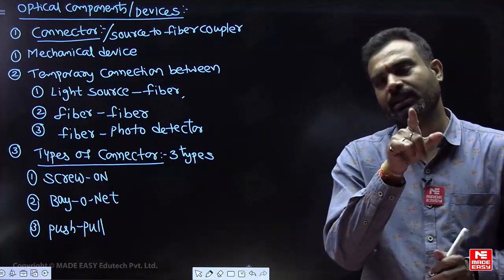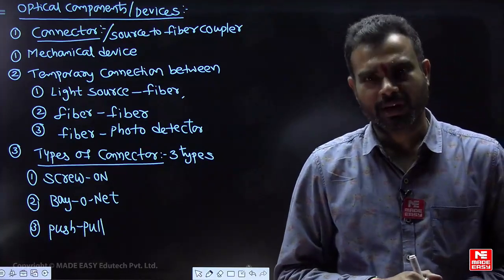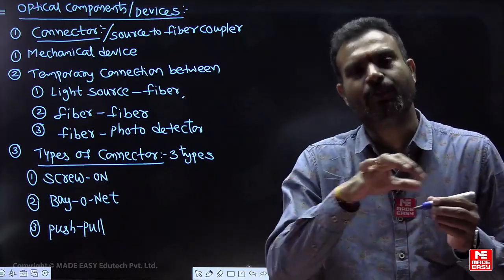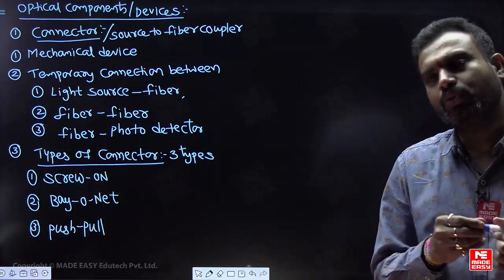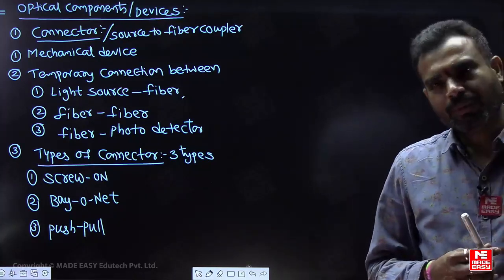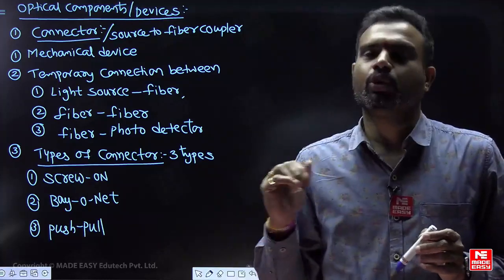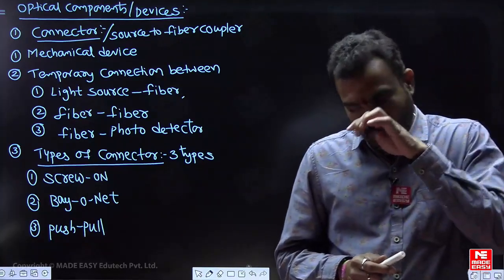If anybody has done it in the laboratory in the final year of your BTech, you have an optical communication lab. In that lab we can see the optical fiber cable which has screw on. One side has a screw. I hope everybody understood this. I just gave an insight into the screw on connector and how it is present. And the second one is bayonet.